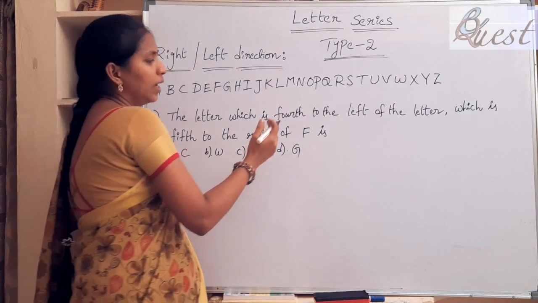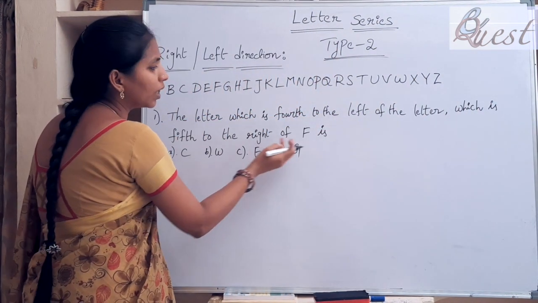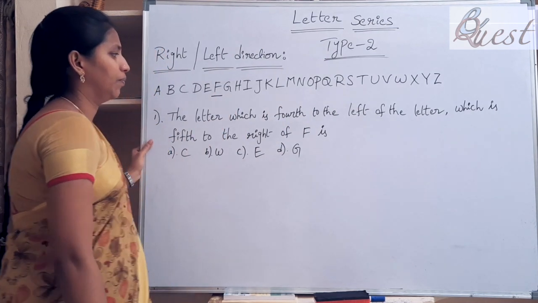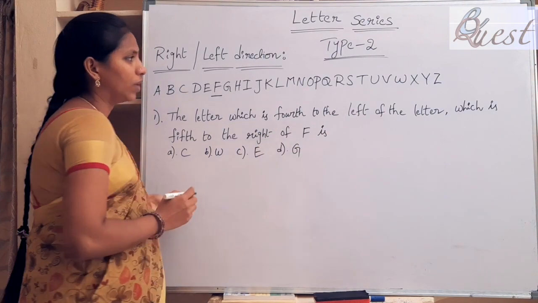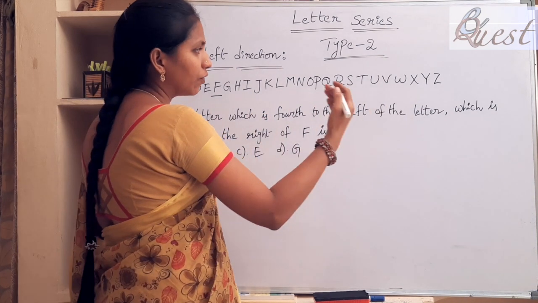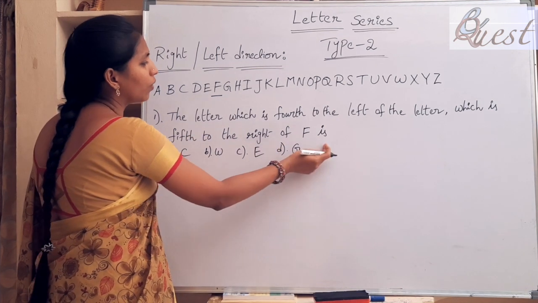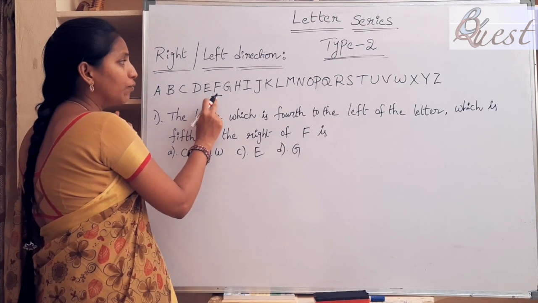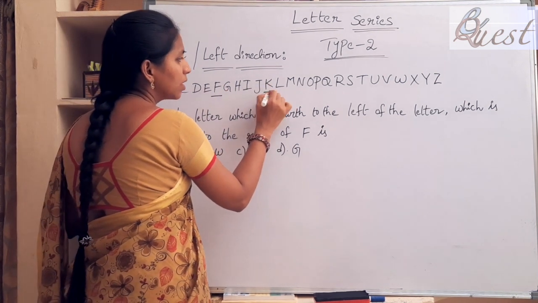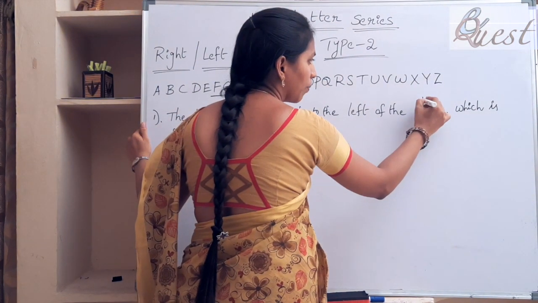See here, take the second part of the question, which is fifth to the right of F is. First of all, take the letter F. Fifth to the right of F. Right means this side, left means this side, left hand side. Here, fifth to the right of F: fifth one on the right side. 1, 2, 3, 4, 5. That means the letter is K.